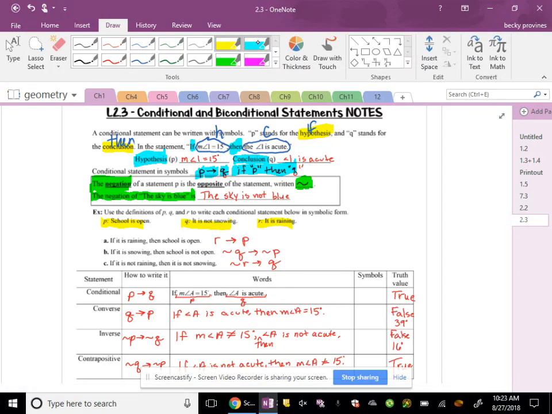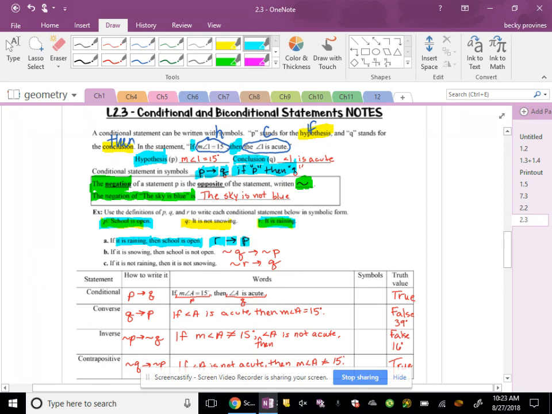All right, so first one, if it is raining. Well, this one says it is raining, so it's exactly the same. So notice I just put an R. I need to use my arrow. That means then. The second part is school is open. Now, does the P talk about school is open? It does. So it talks exactly about P. So I'm going to just put the letter P.